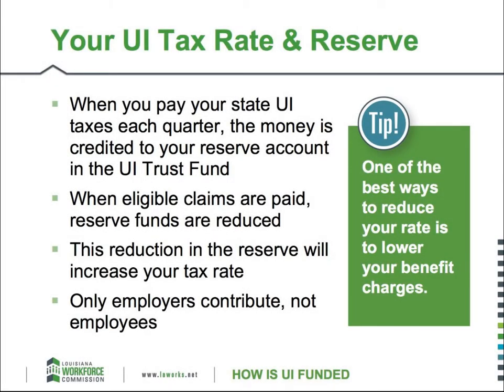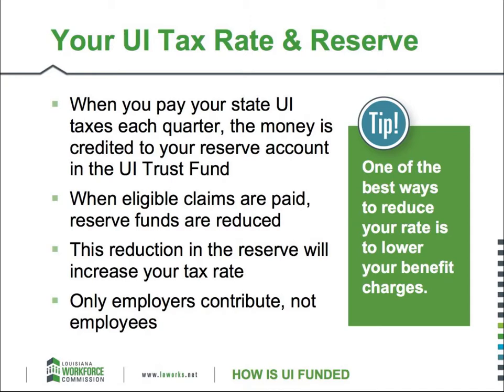Let's talk about your tax rate and your reserve account. When you pay your state unemployment taxes each quarter, the money is credited to your reserve account in the Unemployment Insurance Trust Fund. The higher the reserve, the lower your tax rate. While all taxes paid are placed into the UI Trust Fund, each employer is assigned an account number to keep track of their taxable wages, the amount of taxes paid, along with the benefit charges against their account.